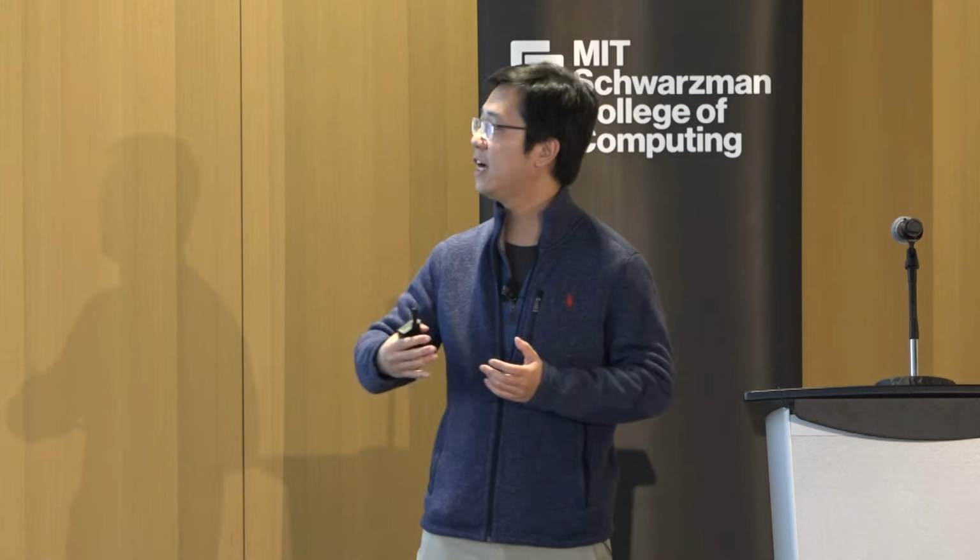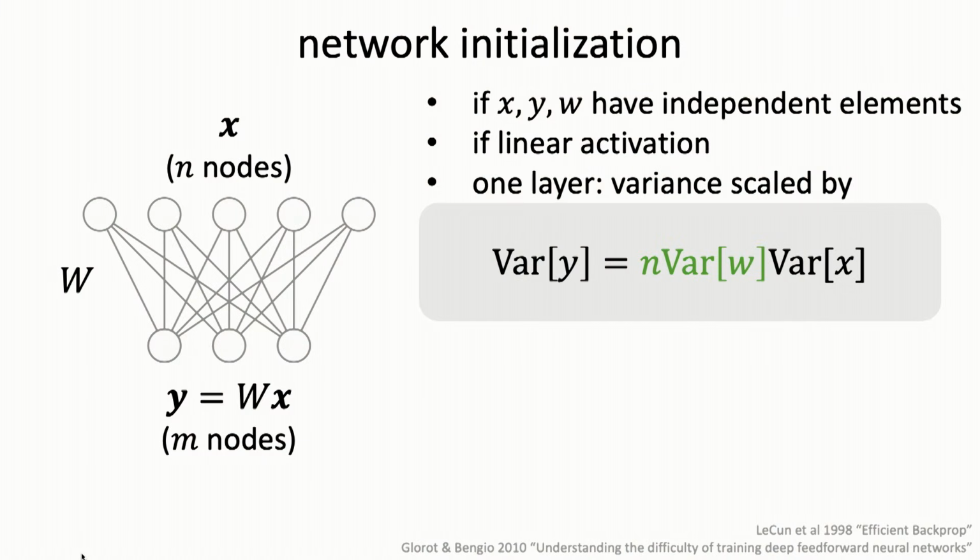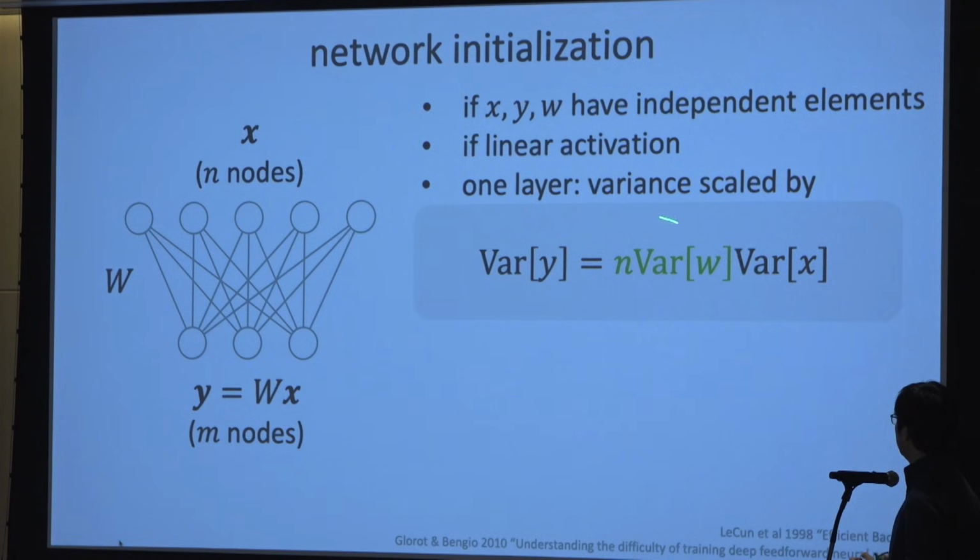Then if we assume all the elements here, for example X, Y, and W, are independent of each other, and if we further assume there is only linear activation inside the entire neural network, then we can show that after the signal is processed by one layer, the variance of the signals will be scaled by a scaling factor. For example, this equation basically says the variance of the output of this layer equals the number of input neurons times the variance of the weight matrix times the variance of the input signal. So this layer will scale the variance of the signal by this scaling factor.